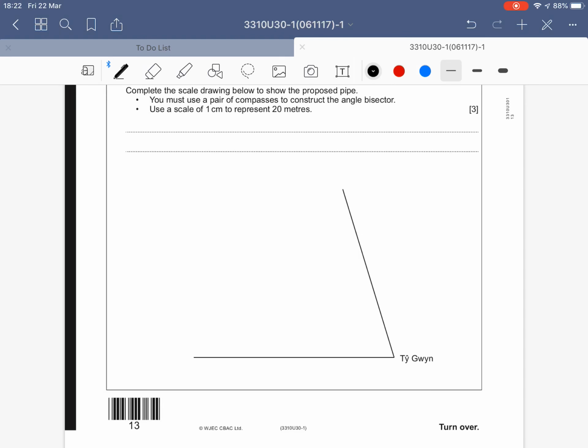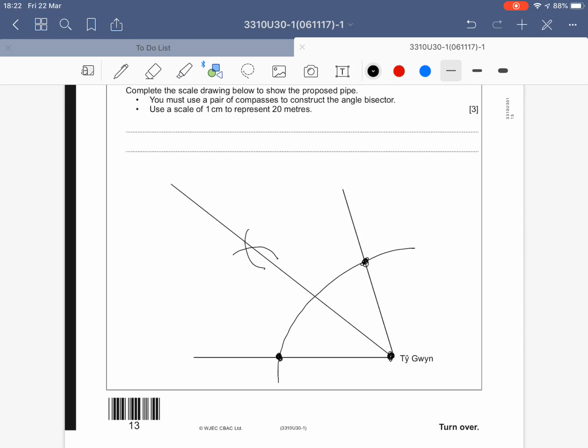Now I don't have a compass on my iPad, so I can't do this question properly. But to bisect, you're going to need to put your compass point here and then draw an arc that goes like this. Then put your compass on either end where it crosses these two lines. Don't stretch it out, keep it the same width, and make 2 little marks up here. Then with your ruler, you're going to need to join from there, go through that point.